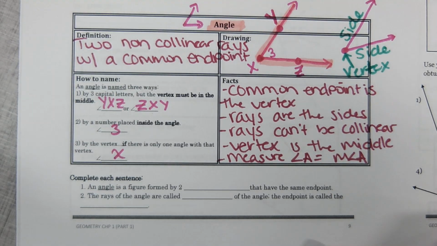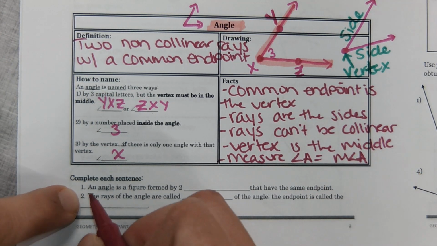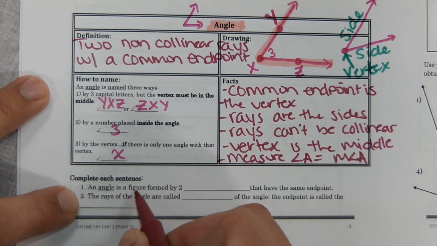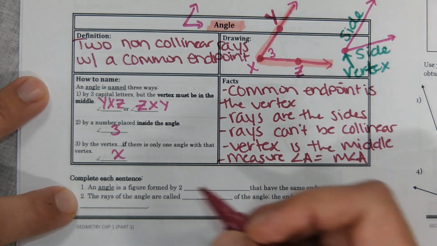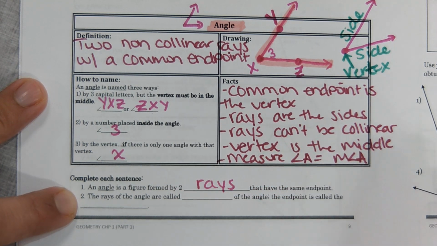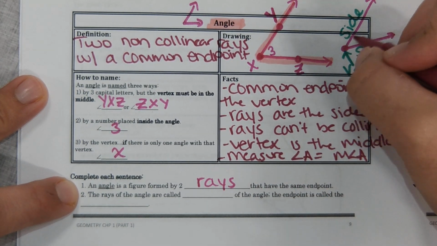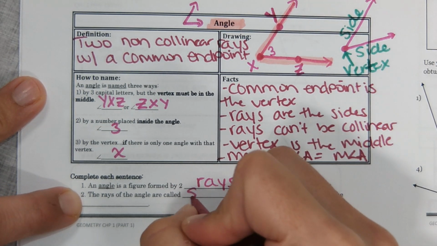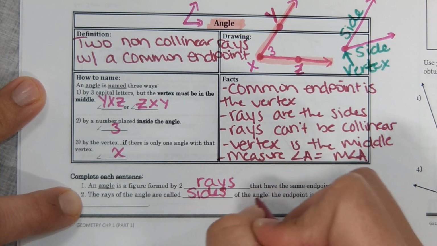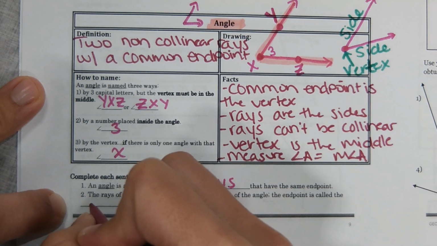Okay, then here is just reviewing some of the vocabulary we just did. An angle is a figure formed by 2 rays that have the same endpoint. The rays of the angle, so the 2 rays, are called sides, and the endpoint is called the vertex.